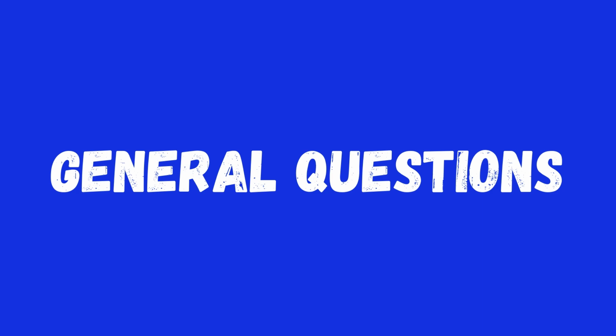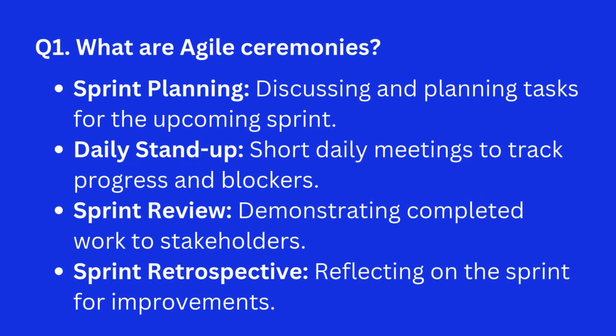General questions. 1. What are agile ceremonies? Answer. Sprint planning: discussing and planning tasks for the upcoming sprint. Daily stand-up: short daily meetings to track progress and blockers. Sprint review: demonstrating completed work to stakeholders. Sprint retrospective: reflecting on the sprint for improvements.